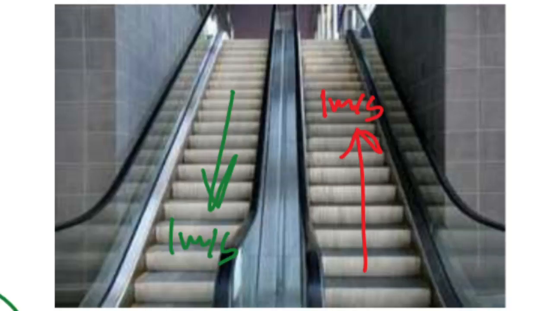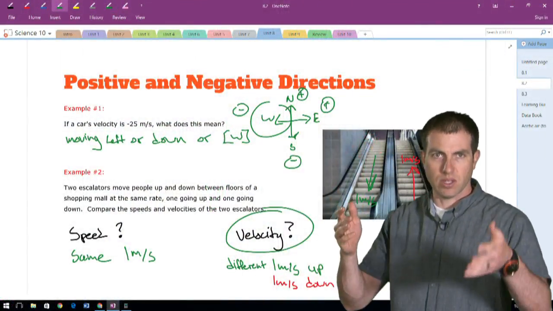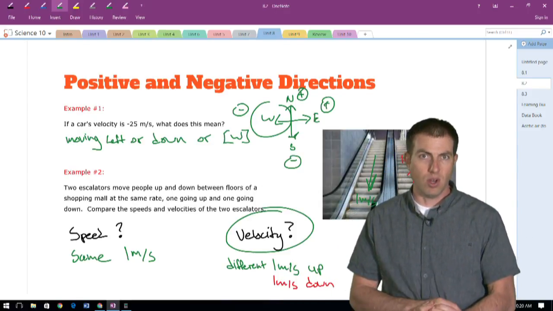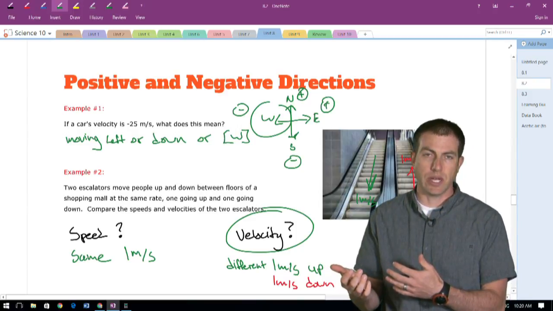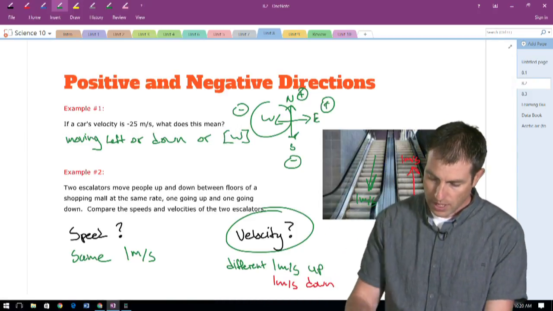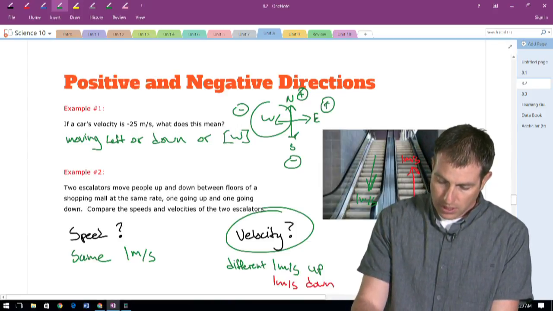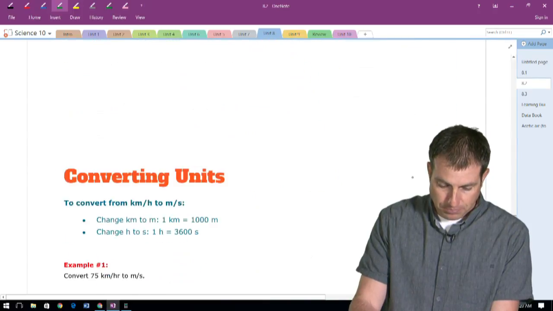So they're opposites. One's up, positive, the other's down, negative. They're different velocities. Although the speed is the same, velocity includes this direction and they're going in opposite directions. It's one of these technicalities between velocity and speed.